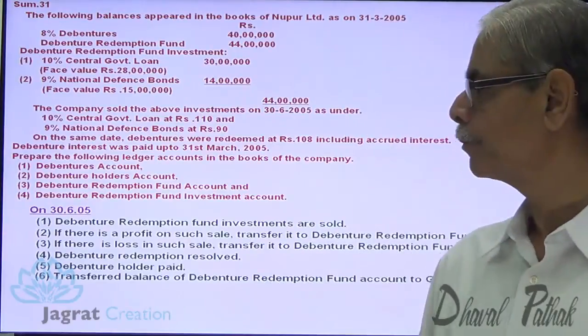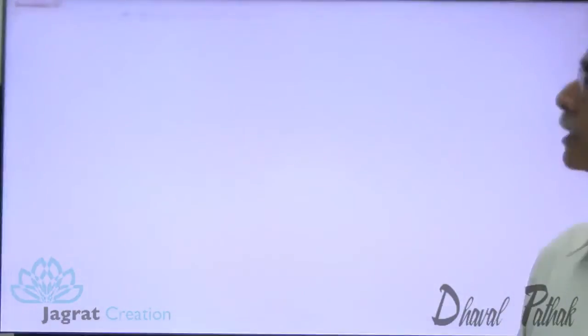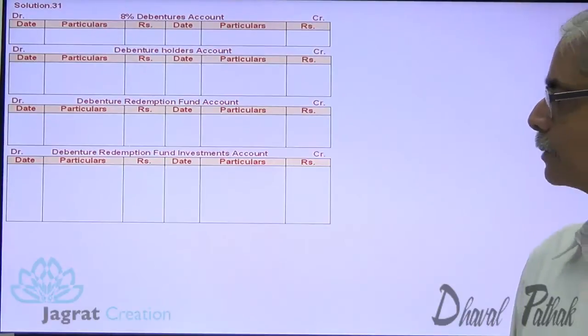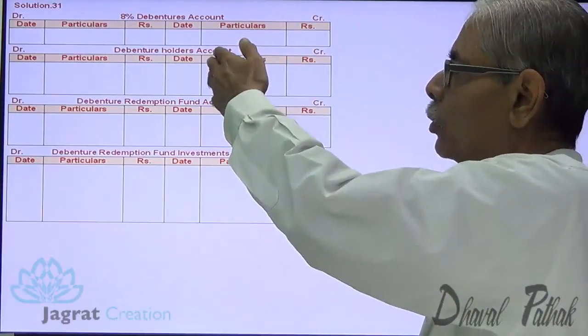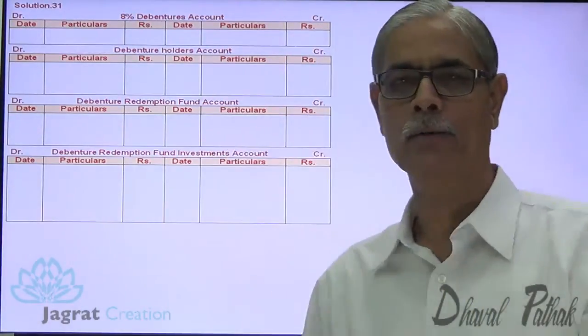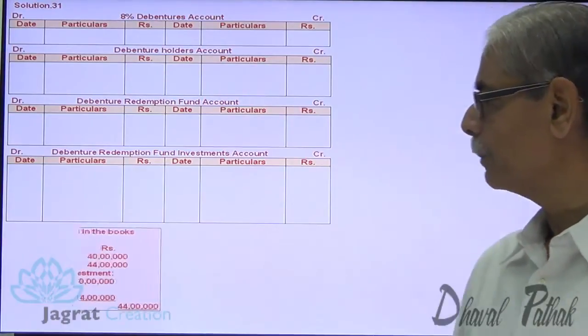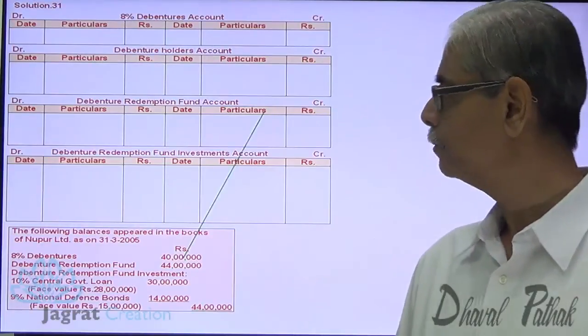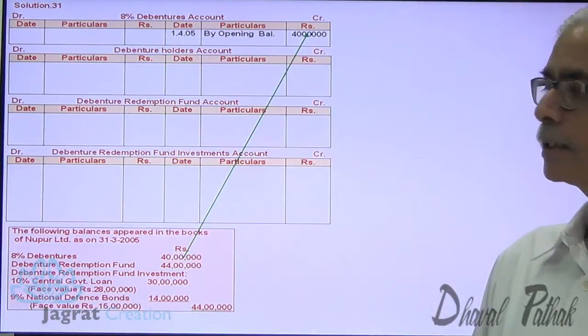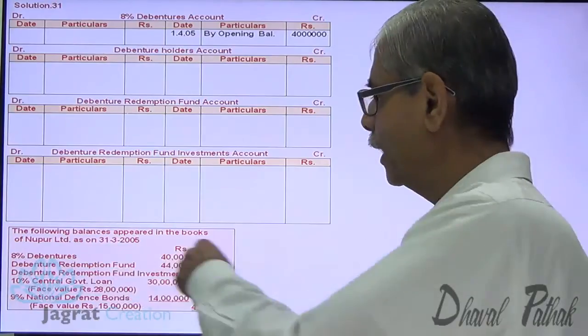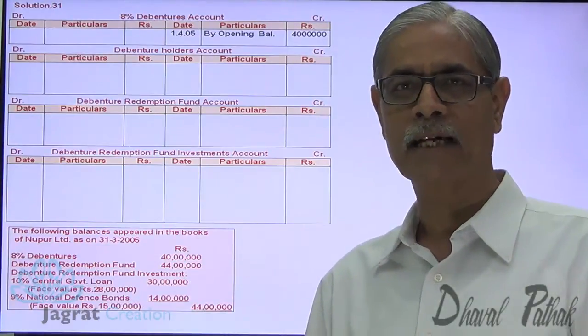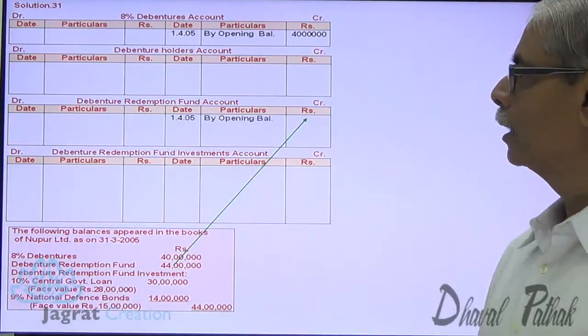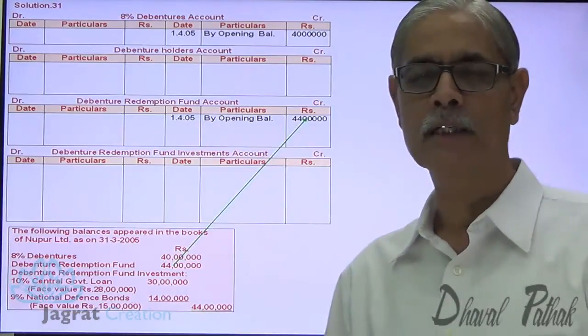Now let me start. First, let me prepare all the accounts which have been asked: debenture account, holders account, fund account, investment account. First of all, I will write down the balances. Balance of debentures account is 40 lakhs. I write on the credit side opening balance. Redemption fund credit balance 44 lakhs. I write on the credit side, debenture redemption fund account opening balance 44 lakhs.